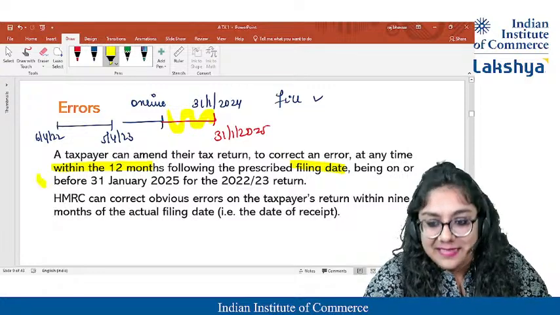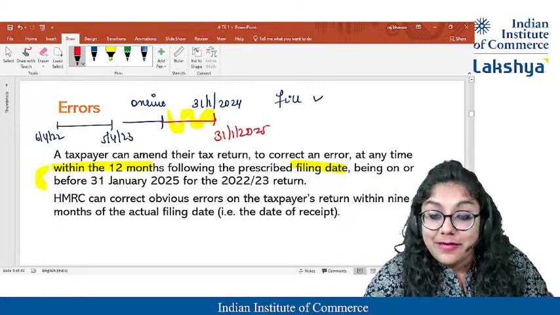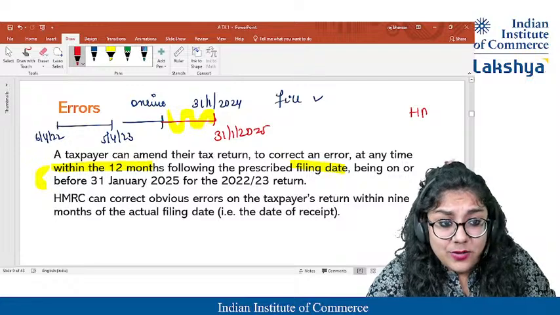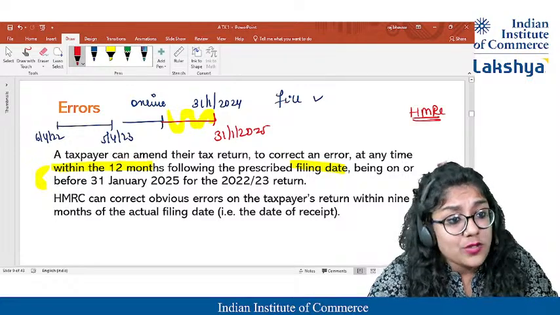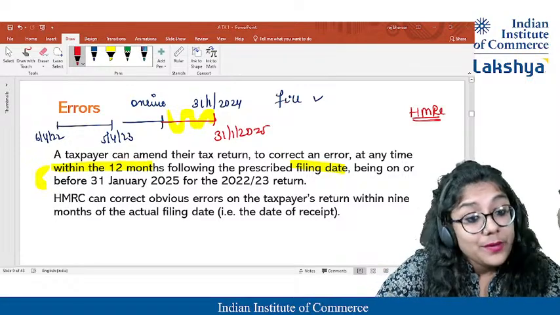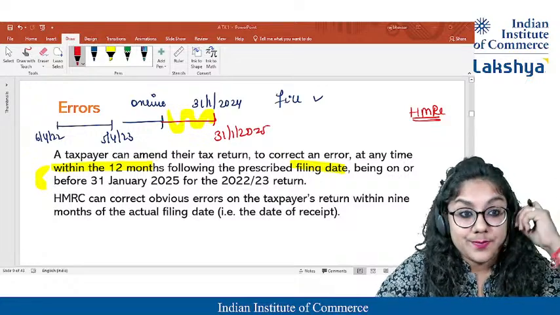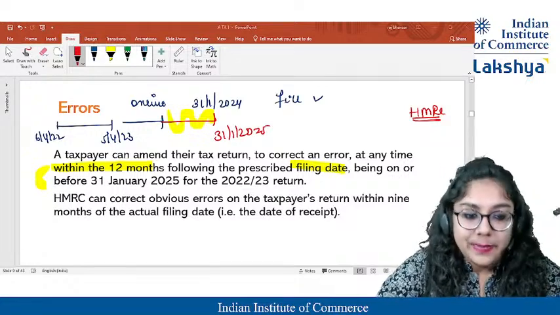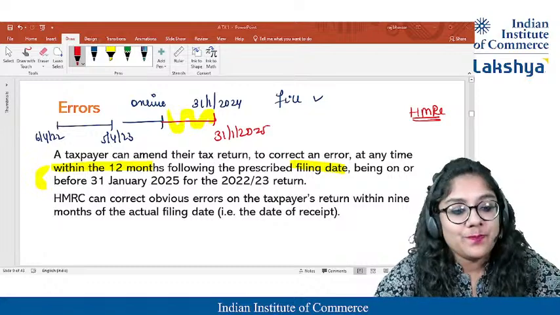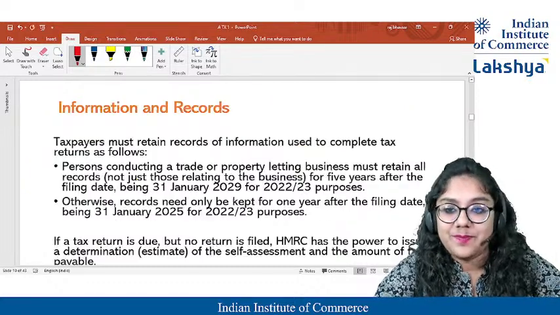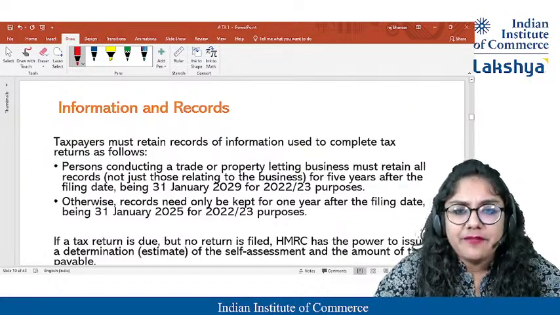Even if they have filed, maybe if HMRC is not happy, they can also tell you, no, you have made it wrong, please file the corrected details. Even that is possible. Okay, the possibility is huge. Now if I file the returns, what will I do?